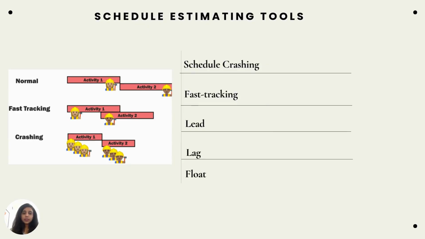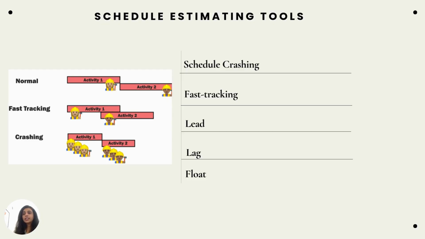Here are some more tools which you need to understand for your exam. Those are schedule crashing, fast tracking, lead, lag, and float. Schedule crashing, you might have experienced it in your organization, is where you add more people to get the task or the project complete. However, since it requires more people in the project, more budget is required. So the budget increases.